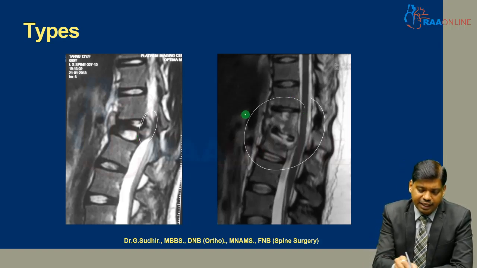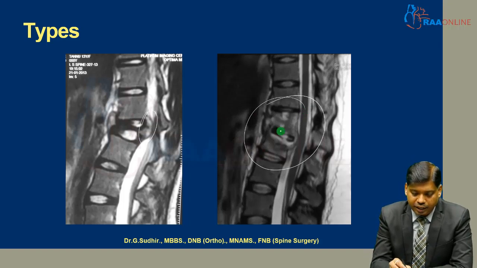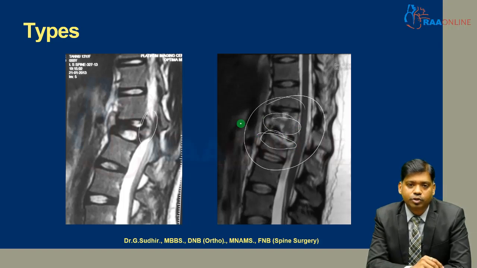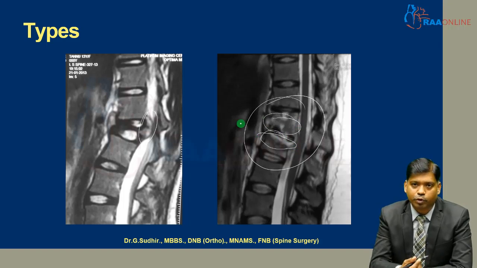And this is a classical example of paradiscal. So you can see the spine getting involved on either side of the disc. That is why it is called the paradiscal type of tuberculosis.